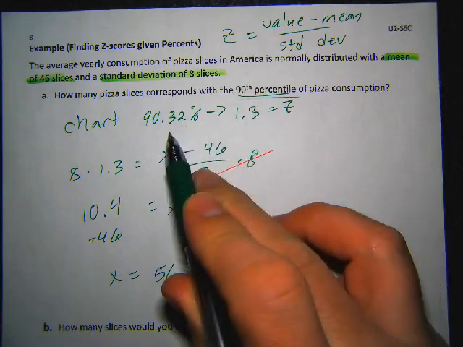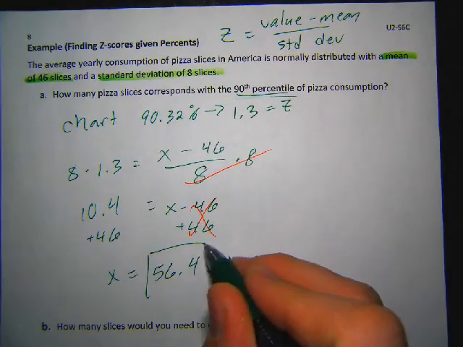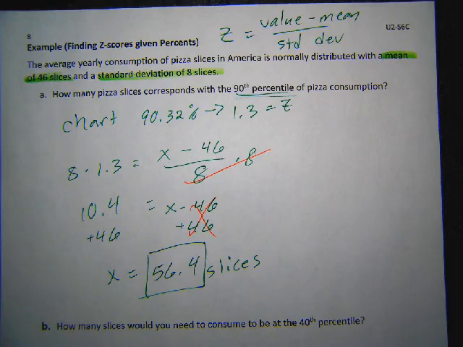So that tells me if you eat 56.4 slices, you're going to be at the 1.3 z-score, which means you're going to be at the 90th percentile. So 56.4 slices is the number of slices you have to eat to be in the 90th percentile. So according to this data, if you eat 56 slices, you're eating more pizza than 90% of people. That's what that would tell us.